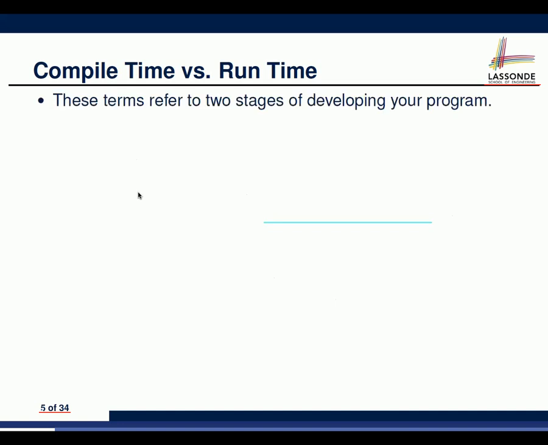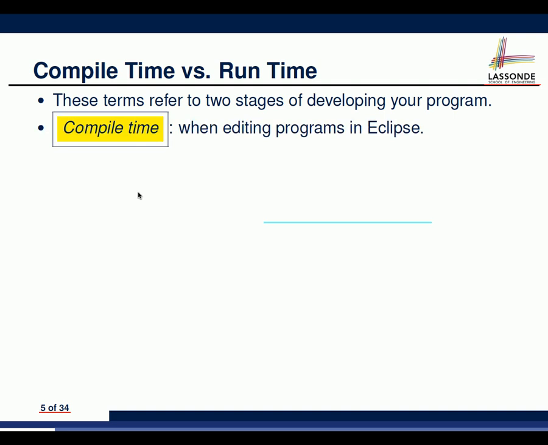So now we talk about basically two stages of your program, compilation time and runtime. So now we are focusing on compilation for the moment. The thing is, if you don't even pass the compilation check, you cannot even go to the runtime. Your program just cannot be executed, okay? So now let's see the compile time. When you try to edit your program in Eclipse, it's the compile time.